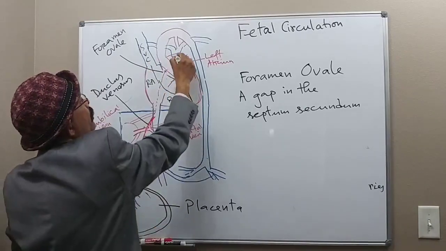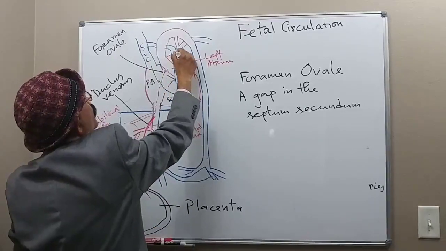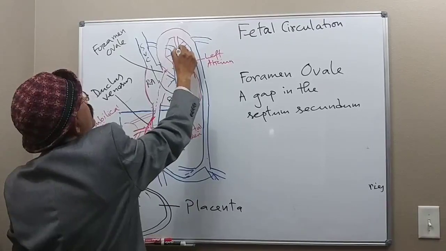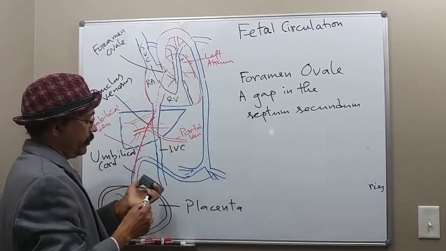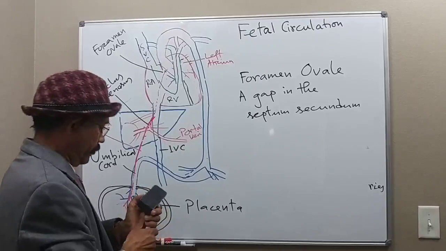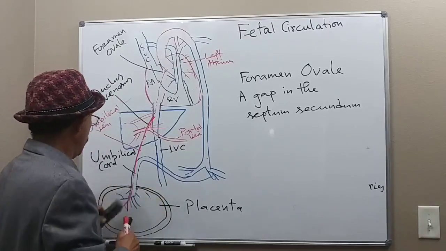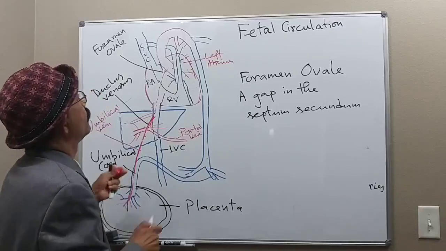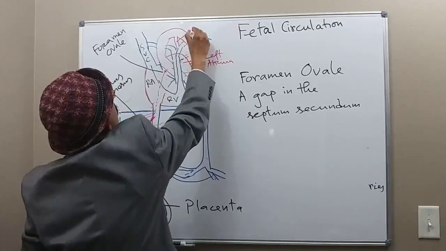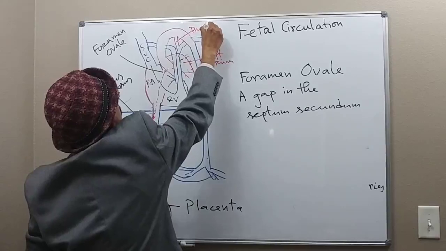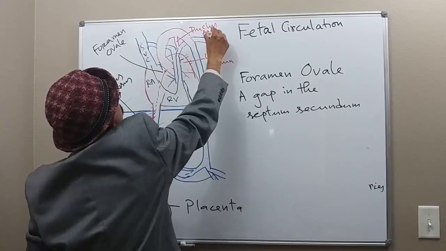From the pulmonary trunk, blood will go to the ductus arteriosus, another bypass channel. So this is the ductus arteriosus.